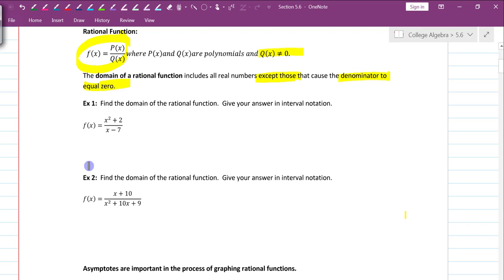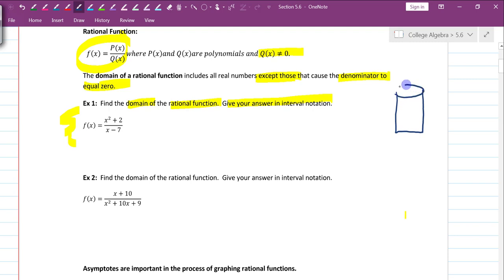Exercise 1 says find the domain of the rational function. Remember, I told you the very first week of class that we would be finding the domain throughout the entire semester. I keep my word, and here we go again. It says give your answer in interval notation. Here's our function: f of x is equal to x squared plus 2 divided by x minus 7. To find the domain, we start off with our domain bucket.